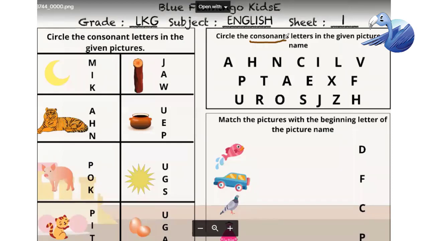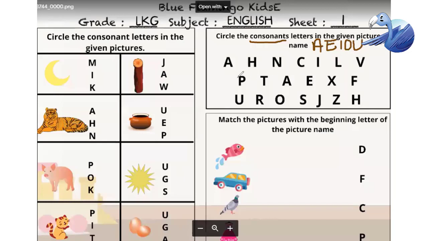Consonants. Okay. So A is a vowel, no? So we don't have to circle A. H. So let's do one thing, students. We will write vowels here: A, E, I, O, U. So except these letters, we will circle the letters.